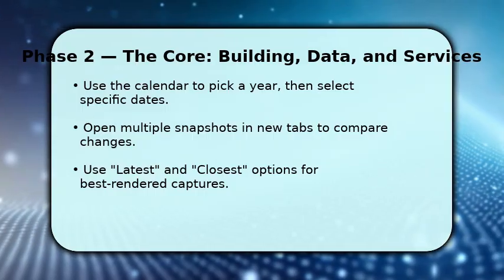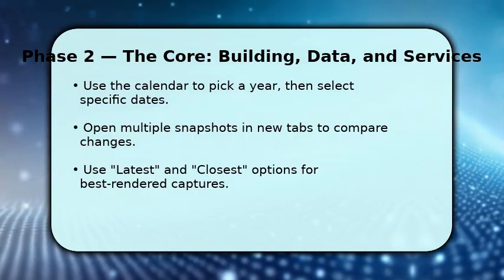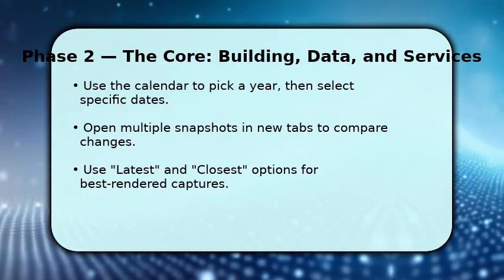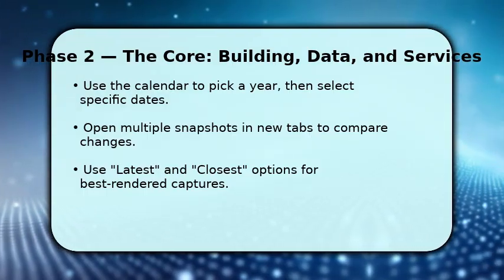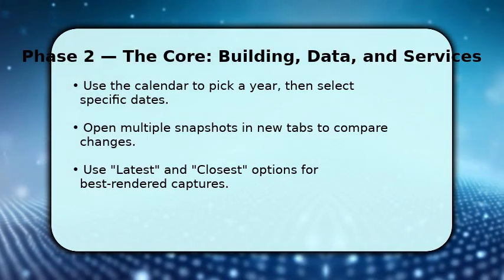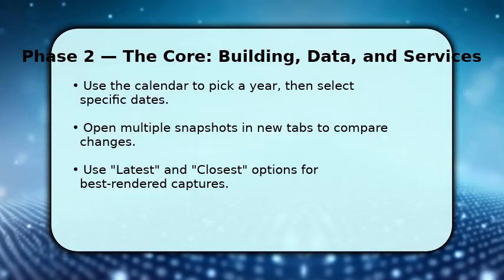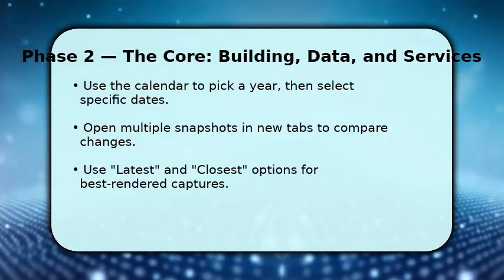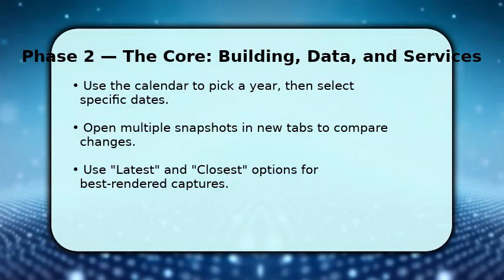changed and when. Once done, use the site's closest or latest controls to find the most complete render if some captures are partial. If you need exact asset versions, inspect the page source or resource URLs in each snapshot to confirm file names and timestamps.